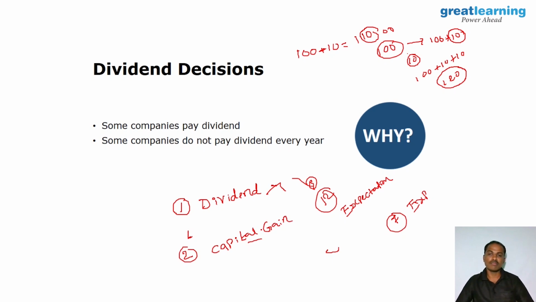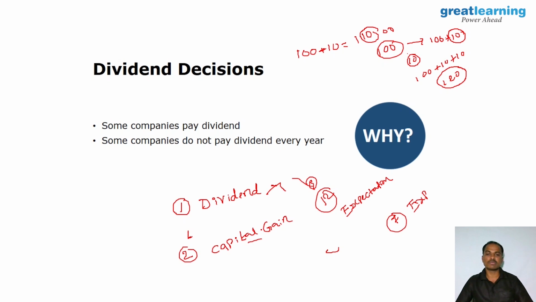For example, in many cases, Apple doesn't pay its dividend. I'm not saying they never pay dividends, but they prefer not to pay on regular, frequent intervals, like year on year or quarter on quarter, because there are two things. One, by paying dividends, you can keep your investors happy. That is one part.